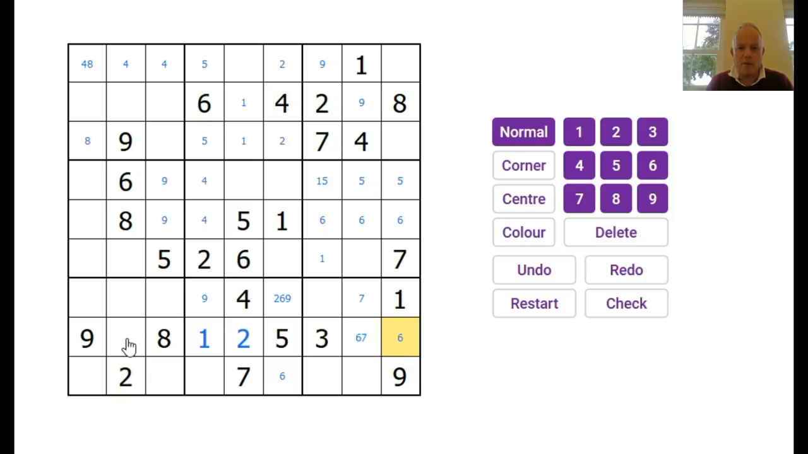4 could be there or there. But Snyder notation doesn't allow me to fill those in as possible 4s. That's not what it's about. So I'm not going to do that. Let's see what else we can do.